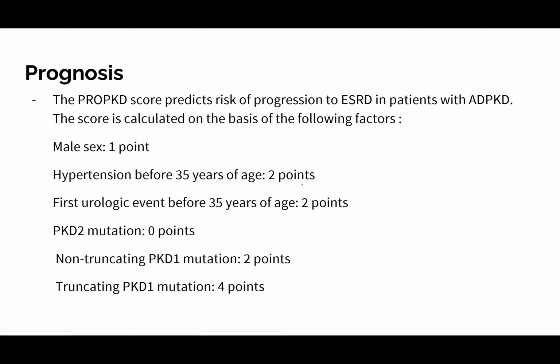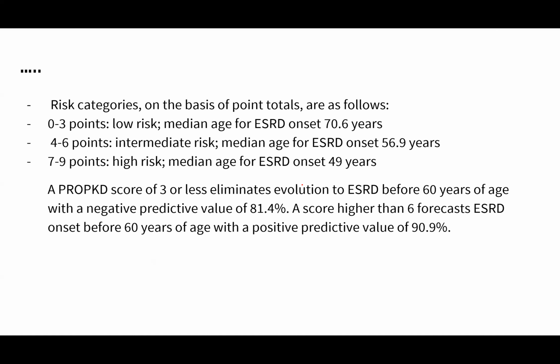PKD1 is on the 16th chromosome, short arm. 16th is the short arm, 4th is the long arm. Now you score them using the ProPKD score, and then you grade them.